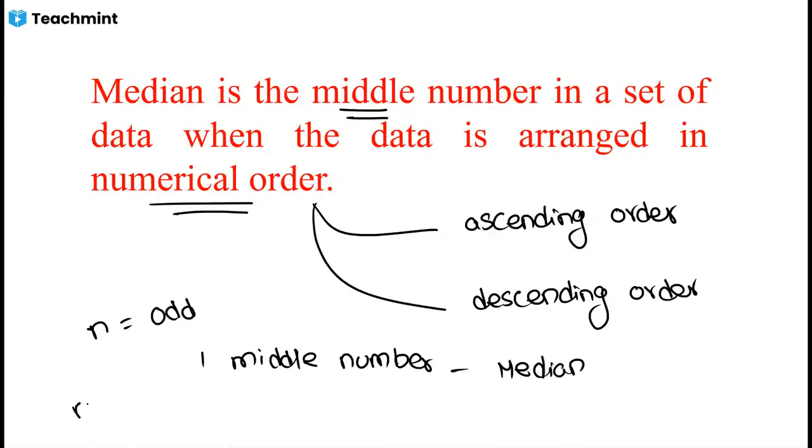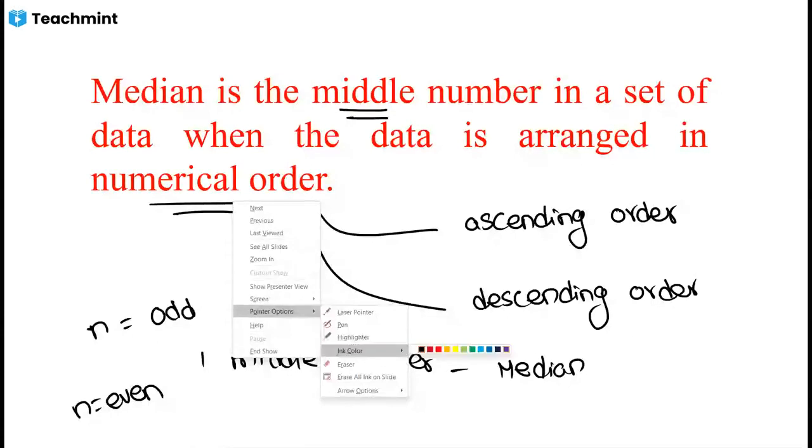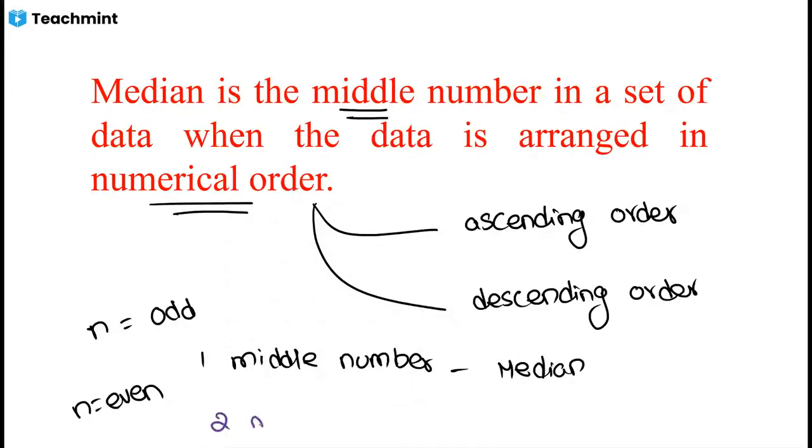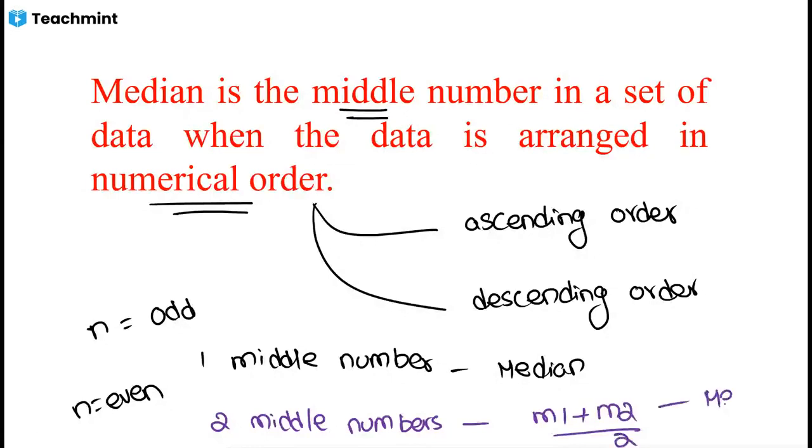If n is odd, we have only one middle number, which we call the median. But if n is even, the number of terms is even, we will get two middle numbers. Then we have to take the average of those two. Let's call them m1 and m2. Then m1 plus m2 divided by 2 gives the median. You add these two, then divide by 2.